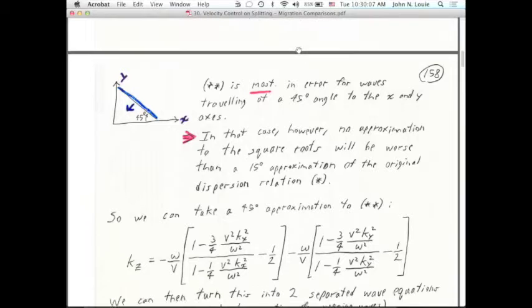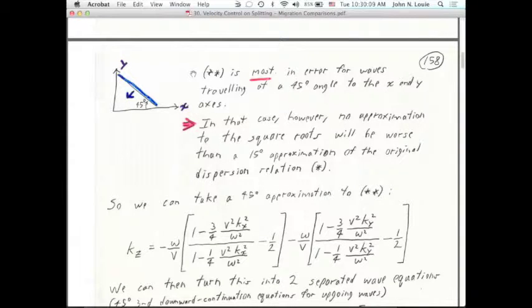Okay. So what is the problem? All right. Okay. It's waves. You know, here's an x and y map, and here's a wave that's propagating 45 degrees out of x and y. Okay. That's the one that is that azimuth, and of course the azimuth that's 90 degrees from that. Those are the ones that are most in error. Okay.